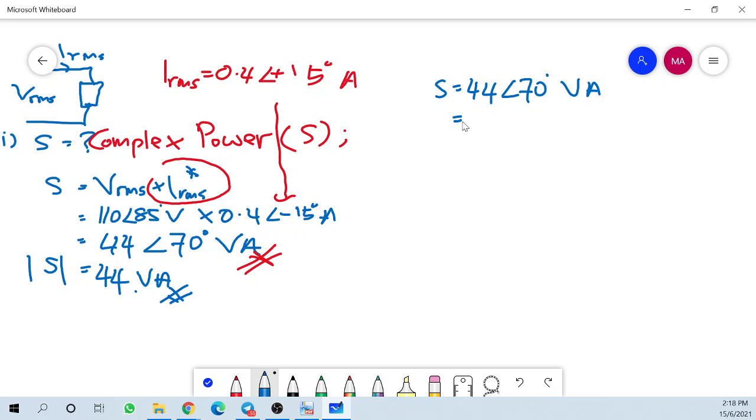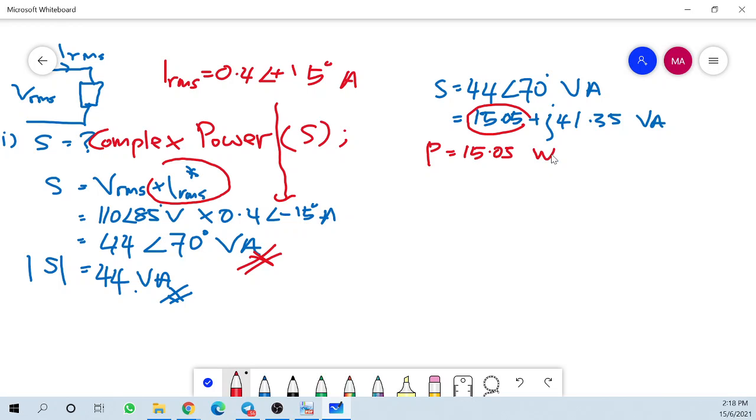And then you have 15.05 plus j41.35. Saya buat slow-slow supaya tak ada yang tertinggal. Unit dia masih lagi volt ampere. So from the complex power, we have information of P. What is P? P equal to 15.05. Betul?